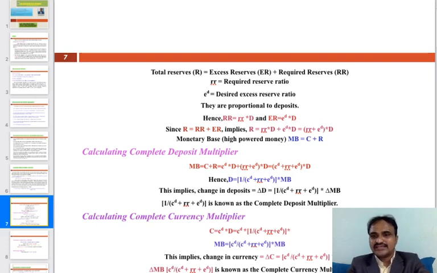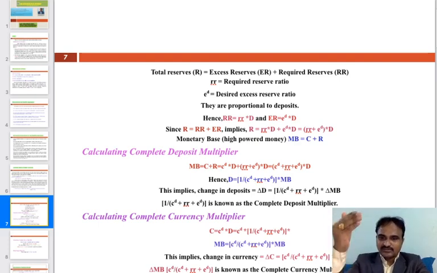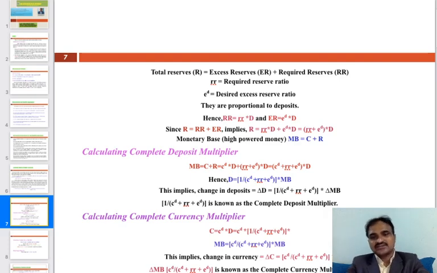This implies that the change in deposits, delta D, follows the change in the monetary base. So now you can understand that 1 upon (CD plus rr plus ed) is known as the complete deposit multiplier. If there is a change in the monetary base, the deposits will change according to the multiplier, which depends on the currency deposit ratio, required reserve ratio and excess reserve ratio.